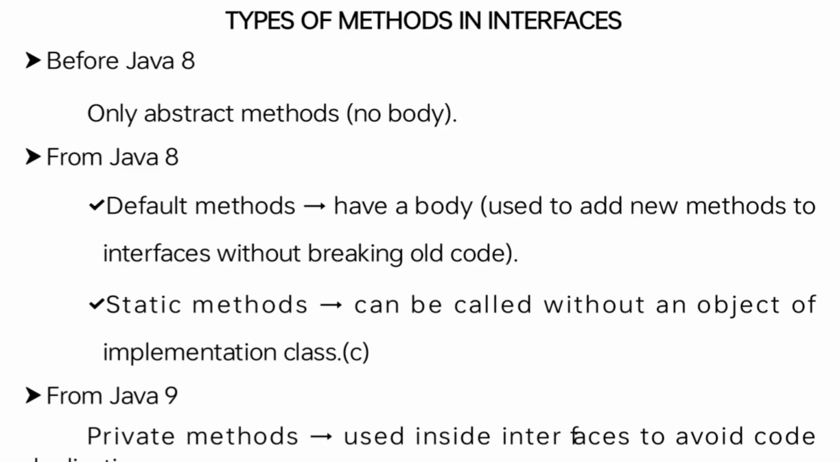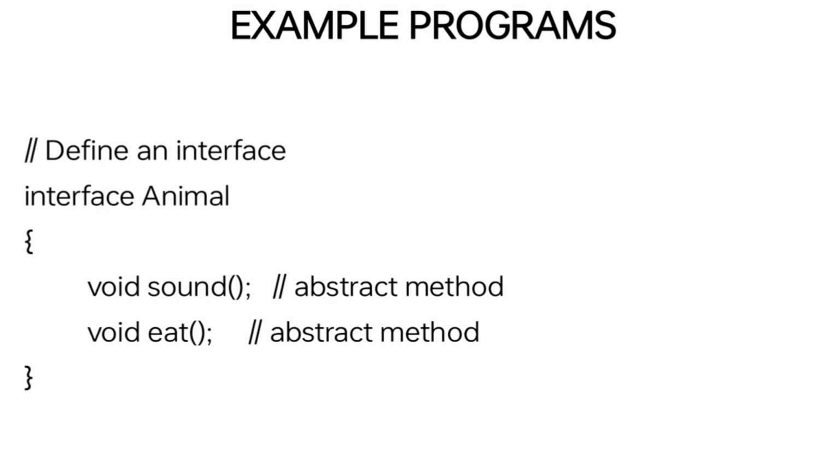Types of methods in interfaces. Before Java 8, only abstract methods were allowed. After Java 8, default methods and static methods were also defined in interfaces. After Java 9, private methods were also added in interfaces to avoid code conflict.